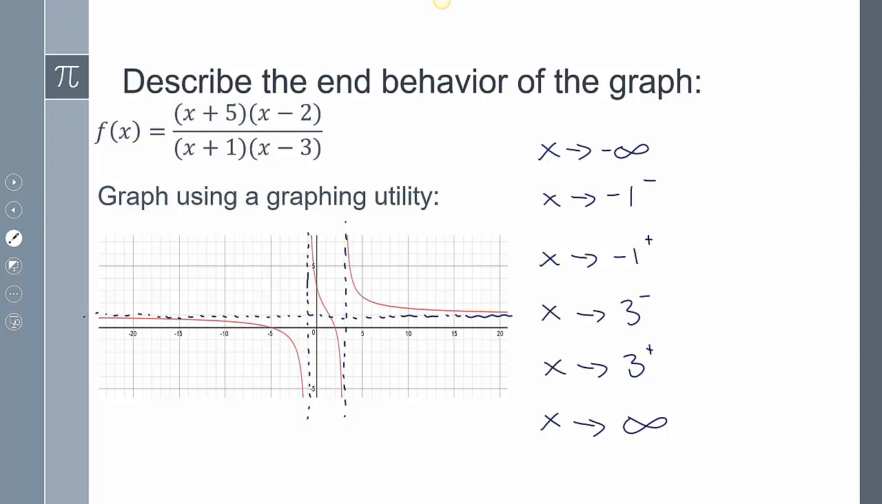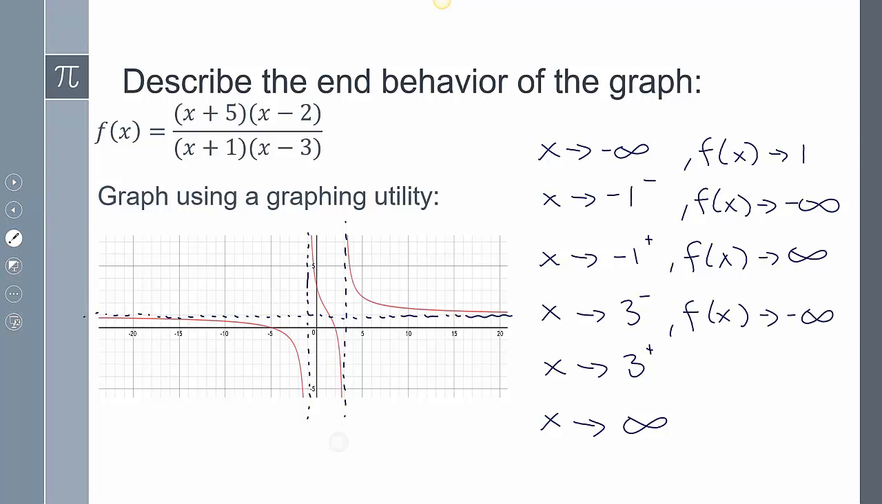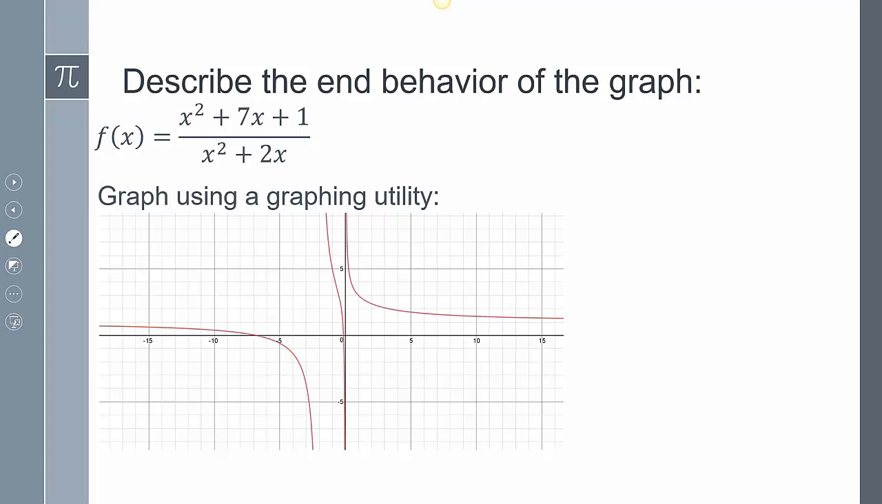So now we can describe what my y is doing. As x is going to negative infinity, it's approaching that value of 1. As x is approaching -1 from the negative, it's going down forever, so y is going to negative infinity. From the positive, as x is approaching -1, it's going up forever. From the negative, as x is approaching 3, it's going down. From the positive, it's going up. And then as x is going to infinity, it's approaching that value of 1. Let's look at one more.